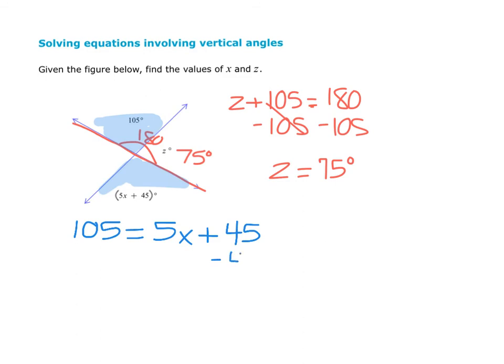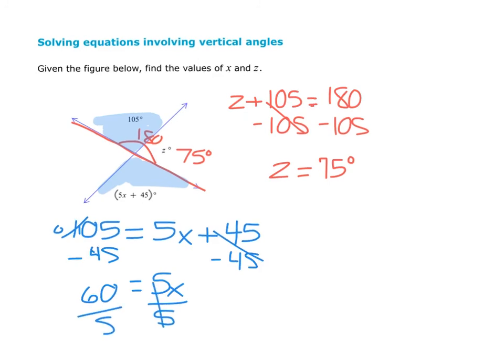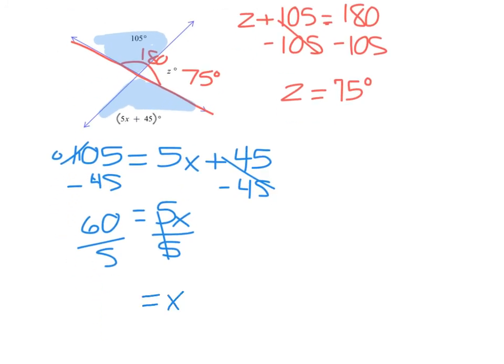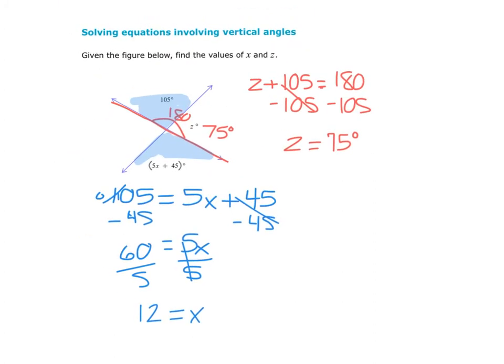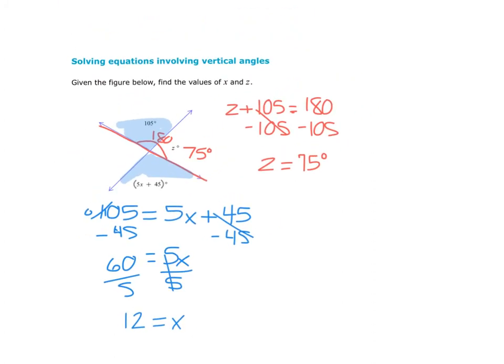All right, so to solve this, let's start taking 45 off both sides. And I get an answer of, I have to do some long subtraction here, 60 equals 5x. And when I divide both sides by 5, I get an answer of x equals 12. All right, so we've now found the value of z and x. Let's make sure our answers stand out. Circle them, highlight them, whatever you got to do. We found the measure of both of those angles.